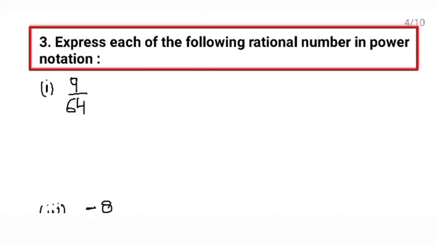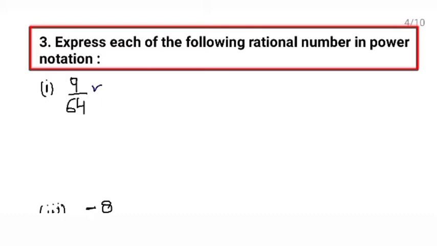Next they said express each of the following rational number in power notation. Now this is just opposite to question number 2. Question number 2 में उन्होंने power notation में दिया था and they were asking to write it in the form of P upon Q. Now they have given in the form of P upon Q and they are asking to write it in the form of power notation.